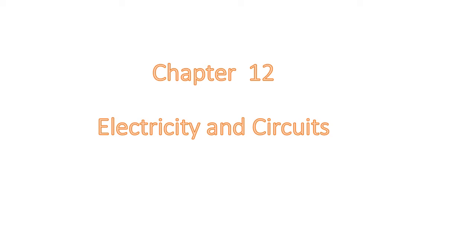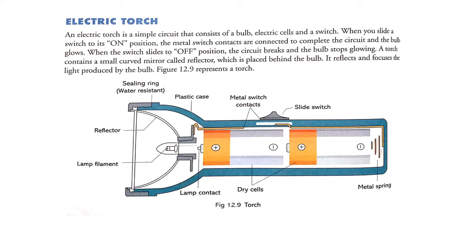Welcome back children. So children, today again we will continue with our chapter 12, that is electricity and circuits. First we will see an electric torch. An electric torch is a simple circuit that consists of a bulb, electric cells and a switch.